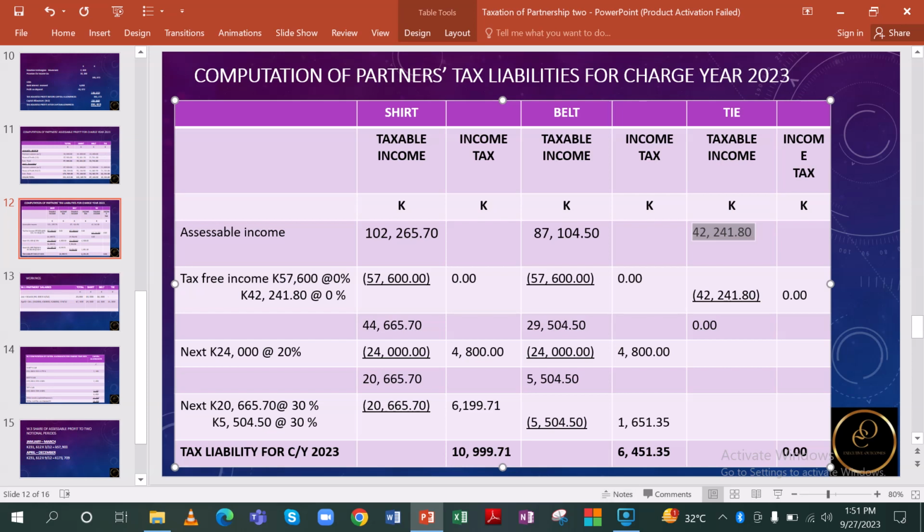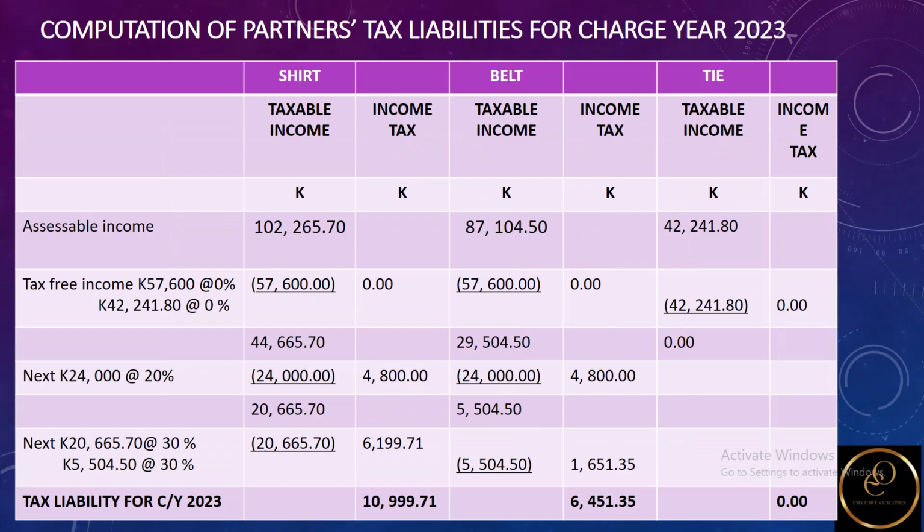2023. For Tai, he didn't pay any tax. There's 0 there, so we just add 0. There's nothing else to add, so we put just 0 here. So this reflects the total tax liability for charge year 2023. We have seen that for a partnership, the partnership itself as a firm does not pay tax, but the individual partners are the ones who pay the tax. So this is what it means.